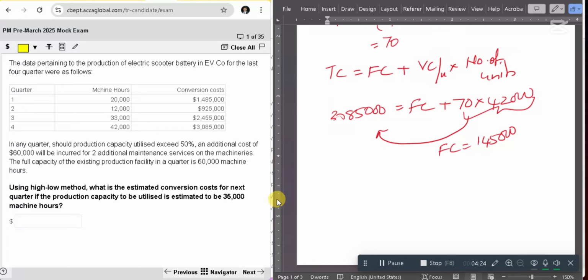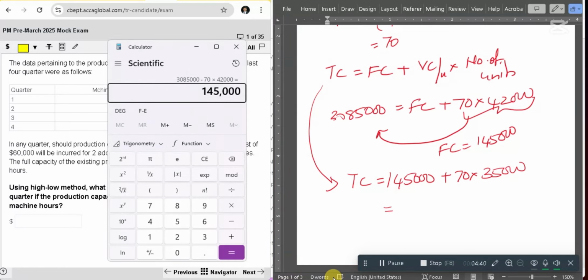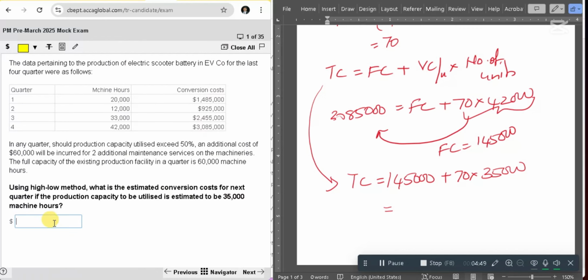Then now they are asking for 35,000 units. Again, write this formula for 35,000 units. Total cost is going to be fixed cost 145,000, variable cost 70, number of units 35,000 hours. That is a fully fledged high-low method question. 145,000 plus 70 into 35,000. You get 2595,000. So the answer you're going to write here is 2595,000.